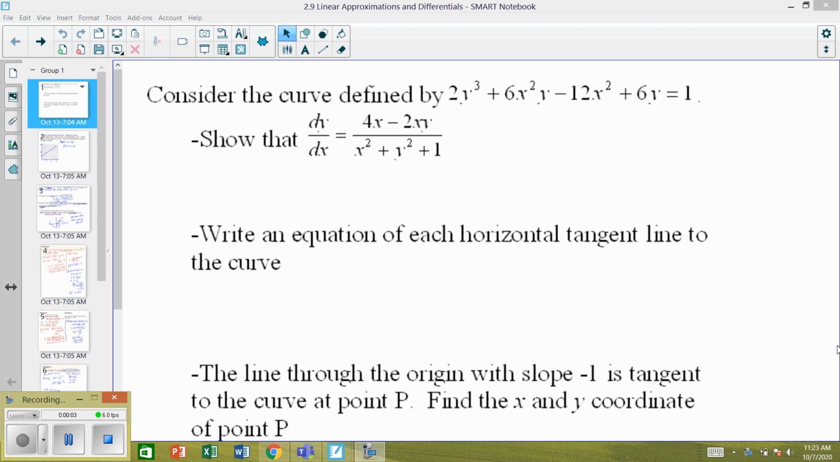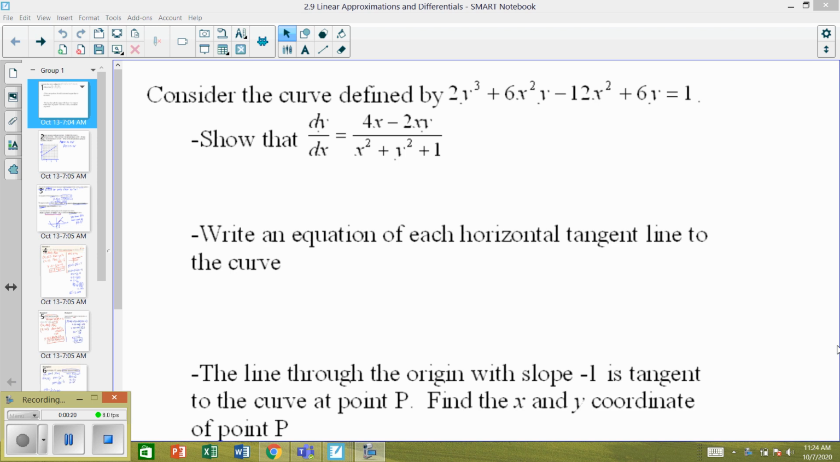Okay, so I'm going to talk today about our next lesson in Unit 2B. It's linear approximation. And honestly, guys, it's going to seem like nothing new. It's really just tangent line approximation.